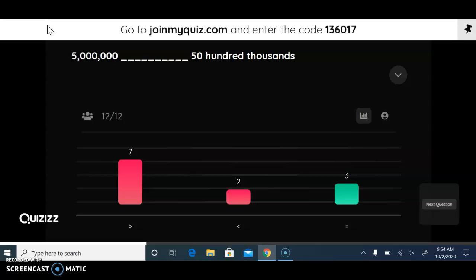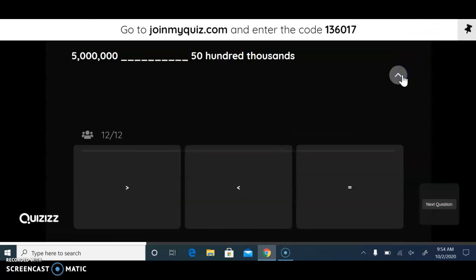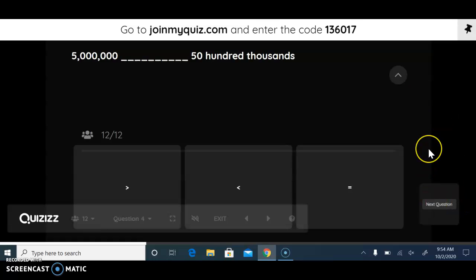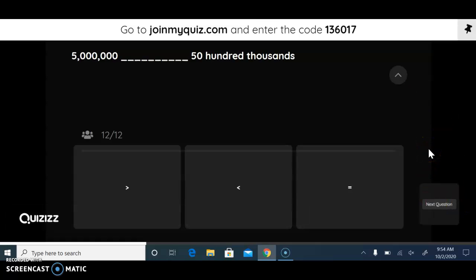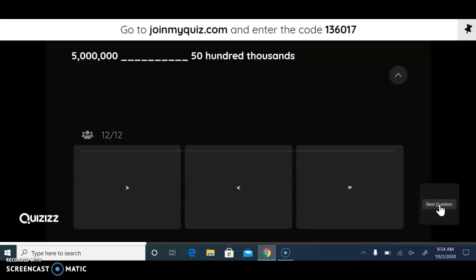Let's talk about 50 hundred thousands. What's the value of 50 hundred thousands? 5 million. That extra 5 would regroup and move over to the millions place value to make them equal. You're really going to have to stop and think about the actual value of these numbers. Okay. All right, here's the next one. I want all correct answers.